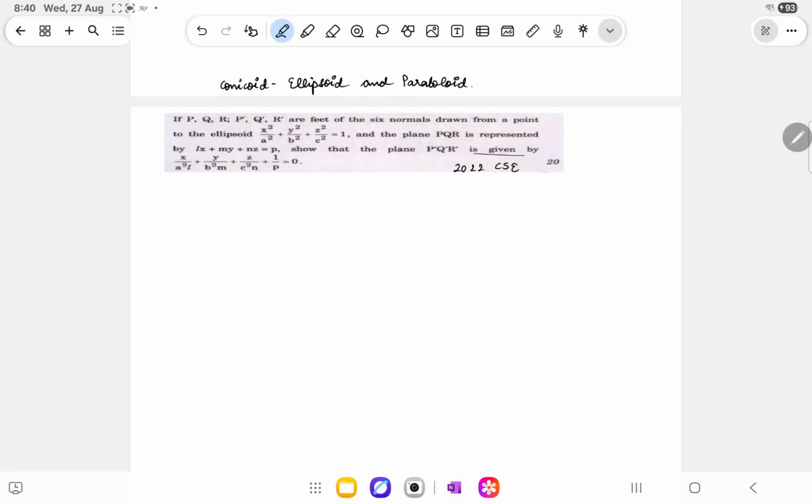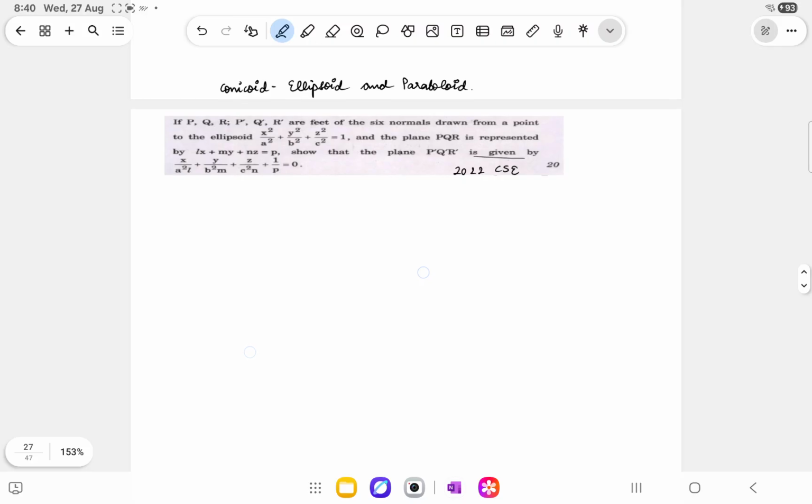So today let us see questions related to conicoid, and specifically questions related to ellipsoid. Paraboloid questions we'll see later someday. So question 1 says that P, Q, R, P dash, Q dash, R dash are feet of 6 normals drawn from a point to this ellipsoid.